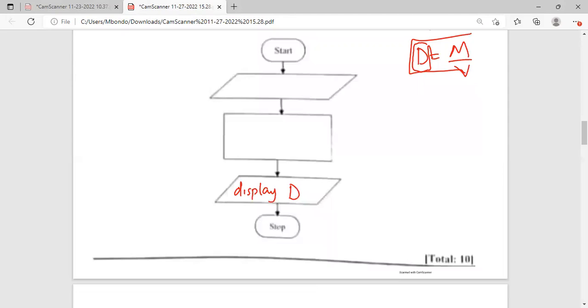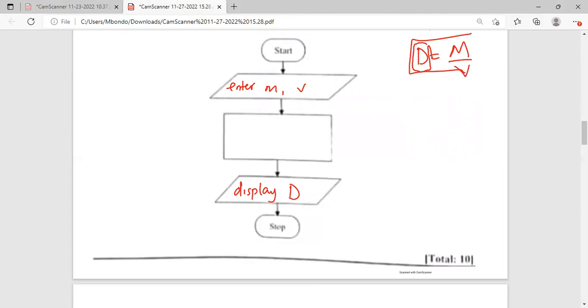So when you enter, why am I doing this? I'm trying to emphasize this so that you don't enter D here. When you are entering, you are going to enter, let me just call them letters, these letters here that you are going to use to calculate density. And what are those letters? You enter M and V.